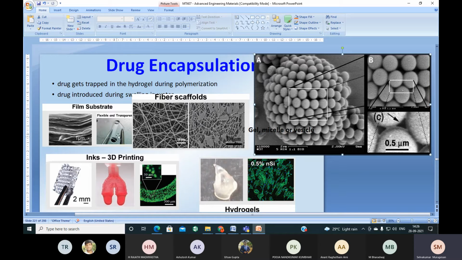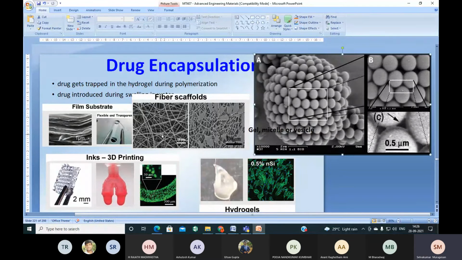Now you can see, in films, where can the drugs enter? There's no space here. Literally, there's no space. So what will happen? Only the surface of the film is capable of absorbing those drugs. Whatever drug you are loading will start to attach to the surface of this film.